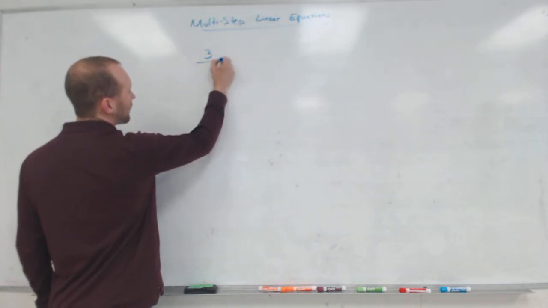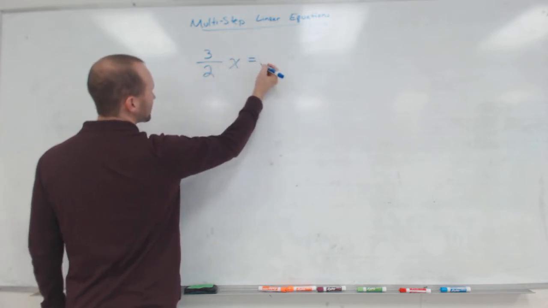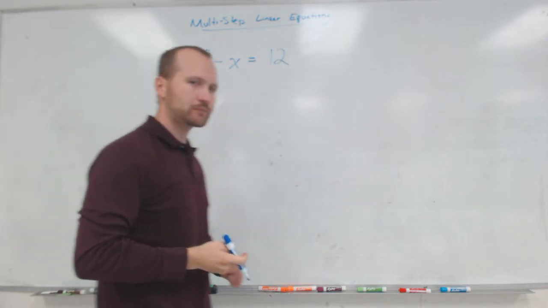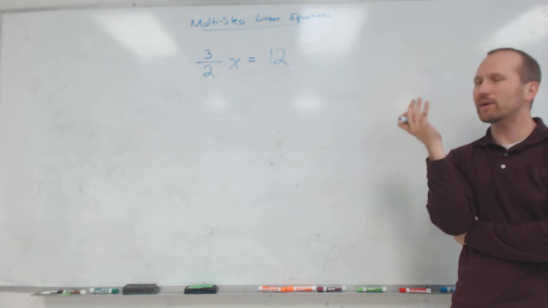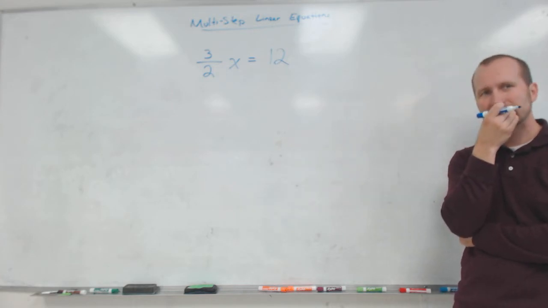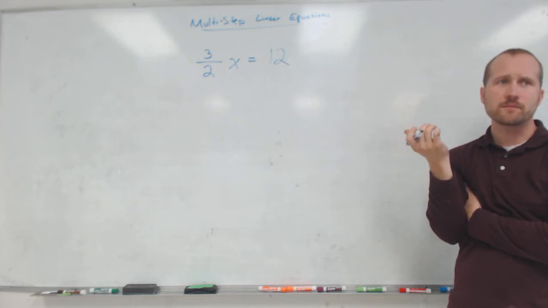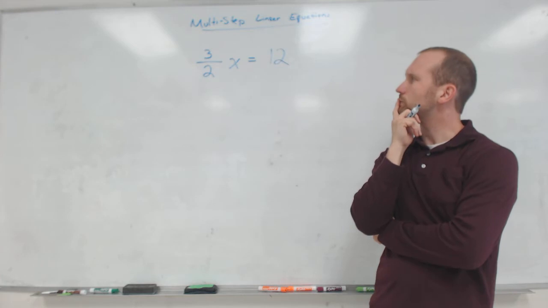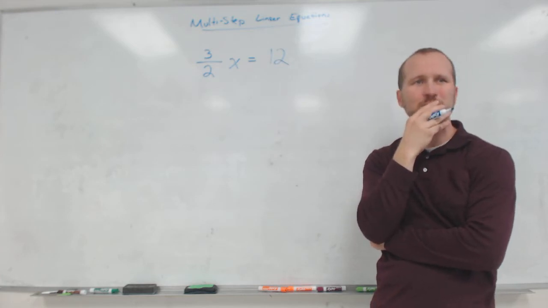The first one is something like this. If I had 3 halves x equals 12, I have a fraction all of a sudden. How do I isolate x here? What's in the way of x right now? The fraction. Yeah, 3 halves. So how can I get rid of it?